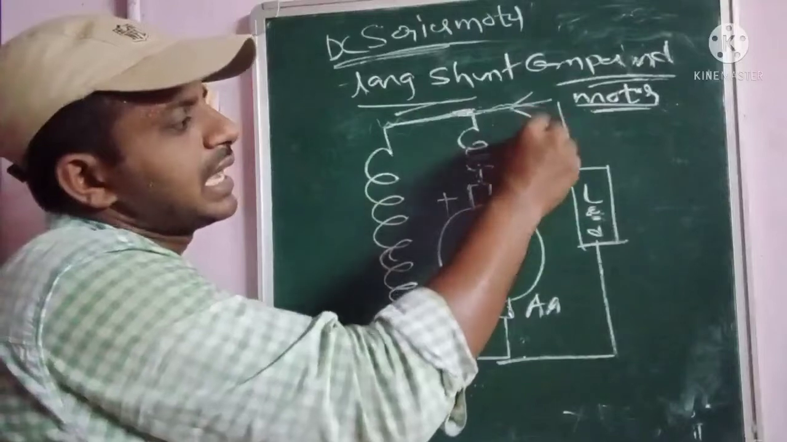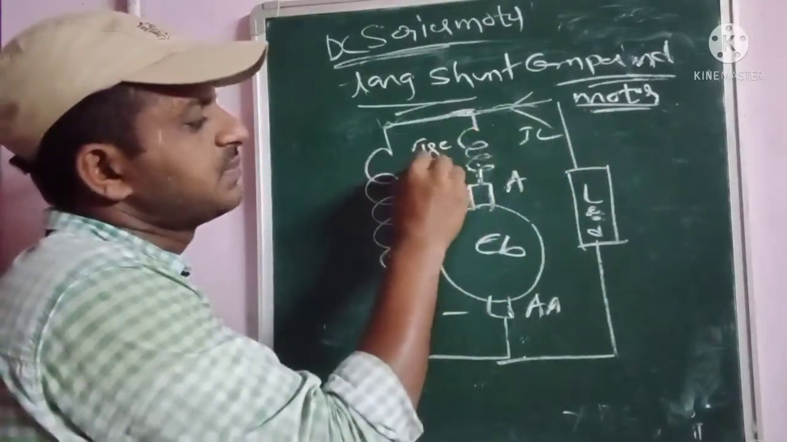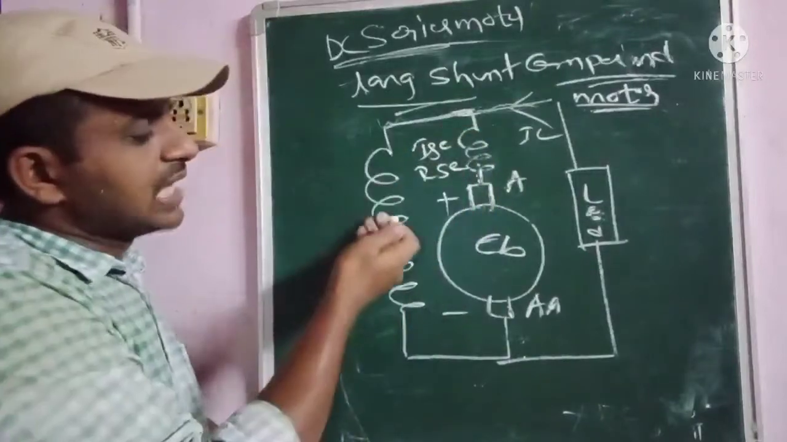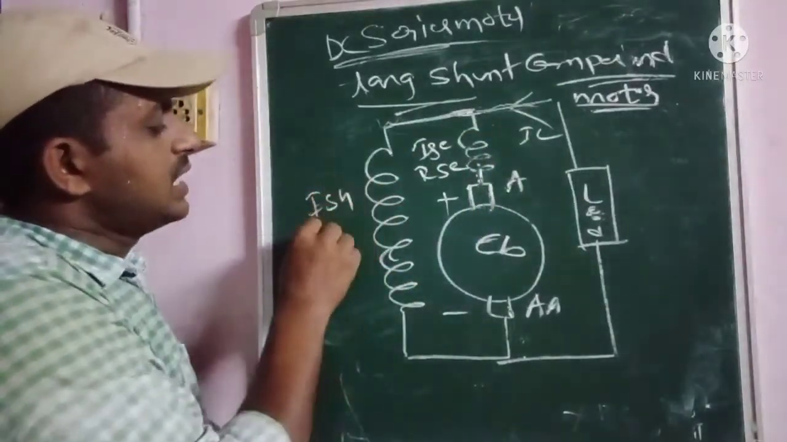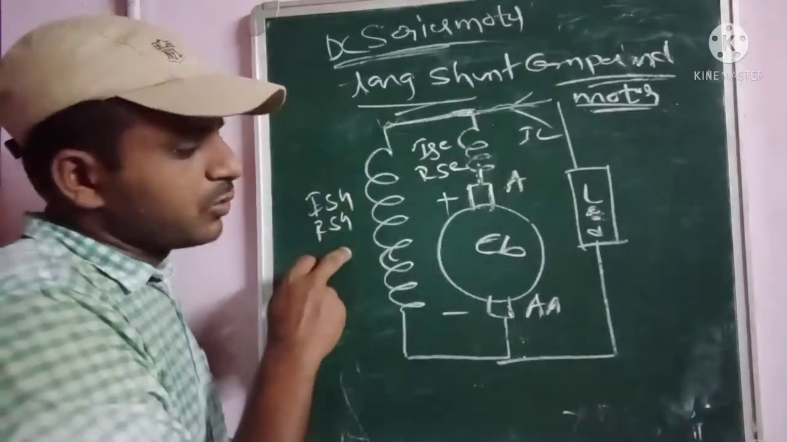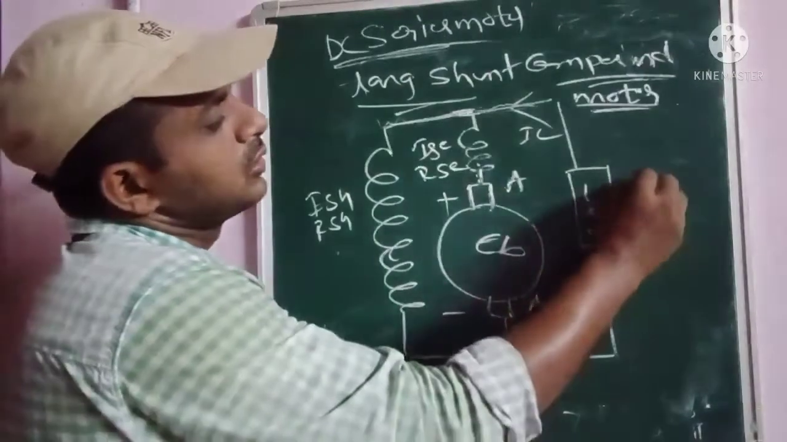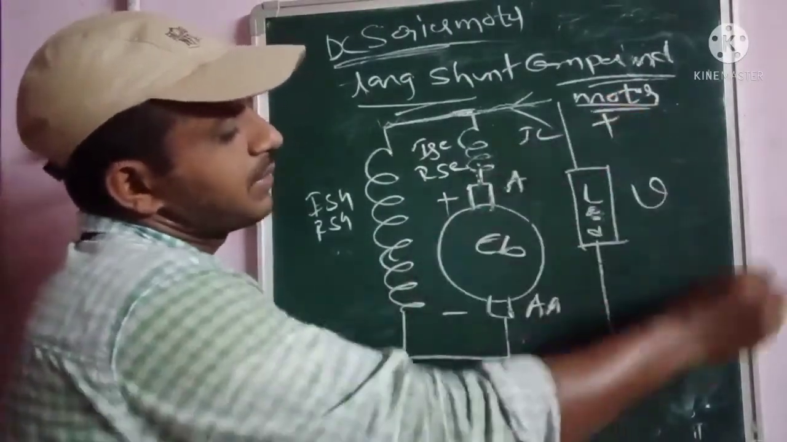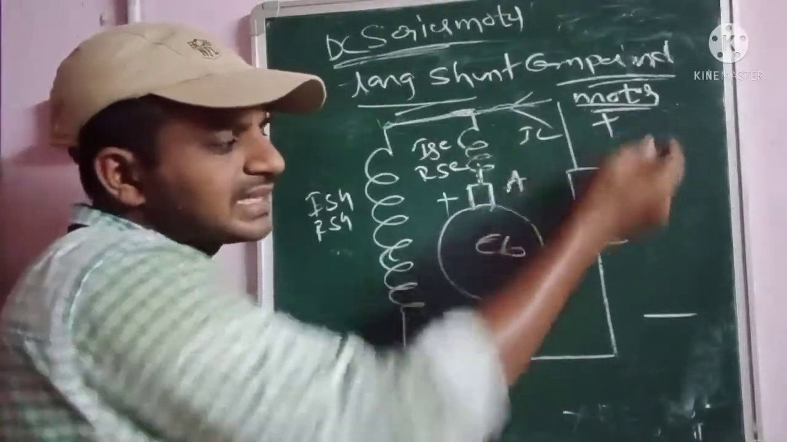So this is IL, for example, let us consider. This is ISC into RSC, the series field winding drop, as well as this is the shunt field winding, which we represent as ISH into RSH. Coming to the terminals, this is the load, indicated as plus and minus. This is the load voltage, given as plus and minus.